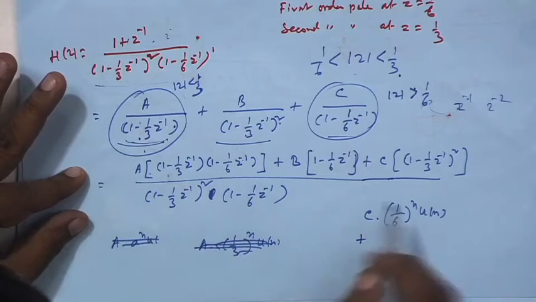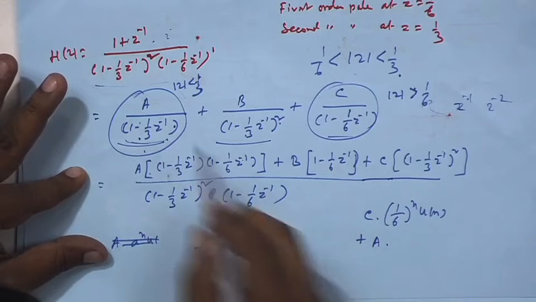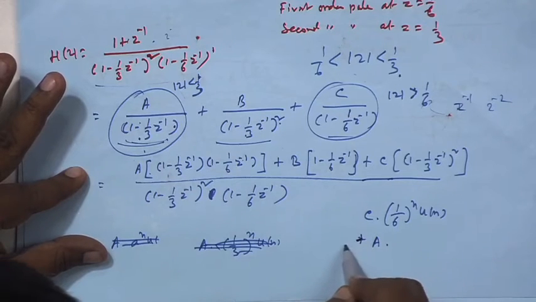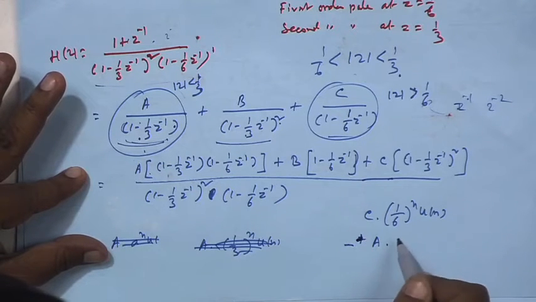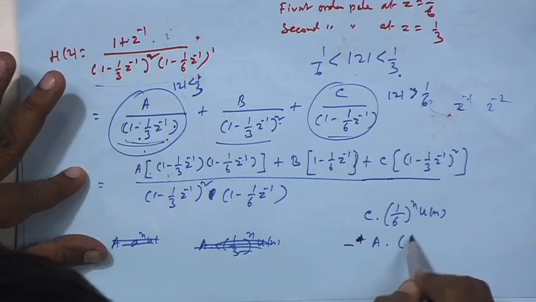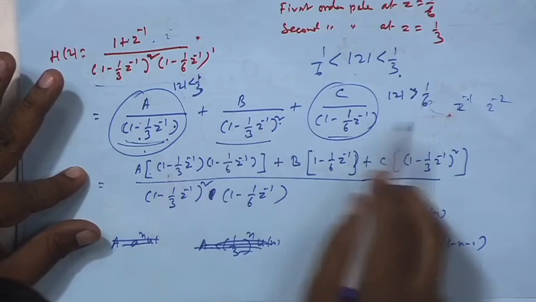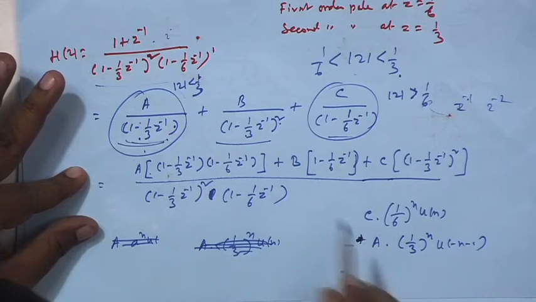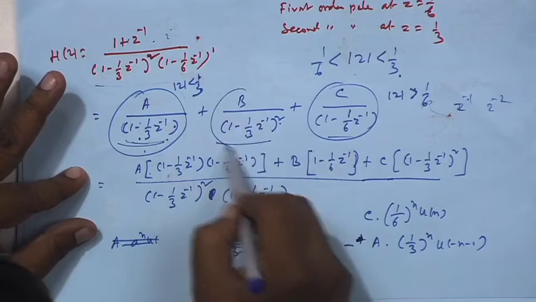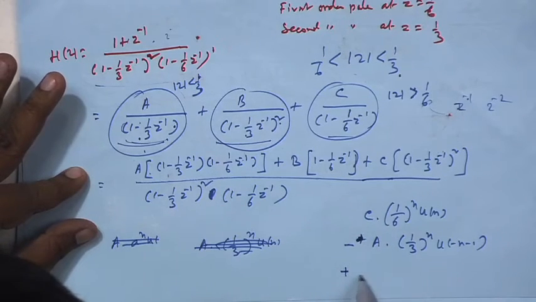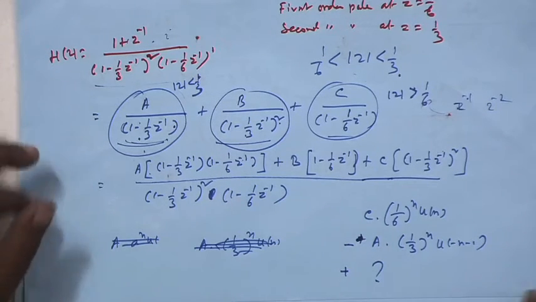In the case of this A into, it will be minus A to the power n, that is 1 by 3 to the power n minus u minus n minus 1. A, B, C you already found out, but there is one more term, this will be what? This is the question. So, this I give you answer now. I will come back to that.